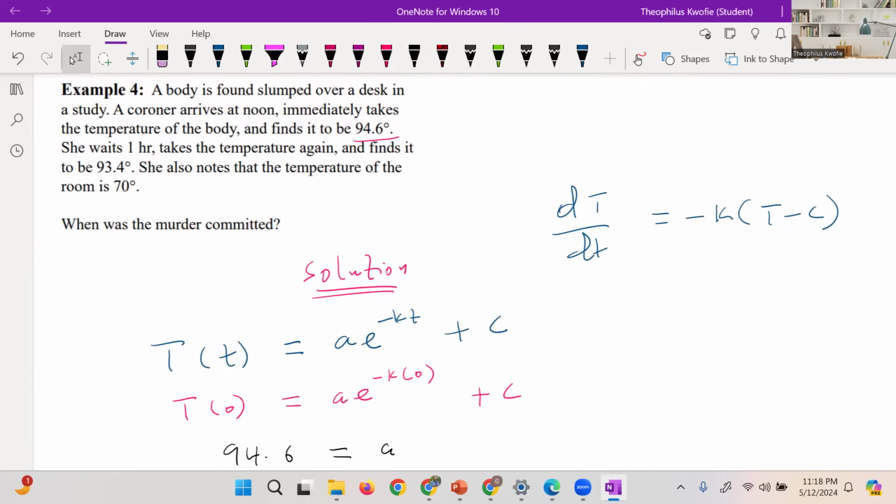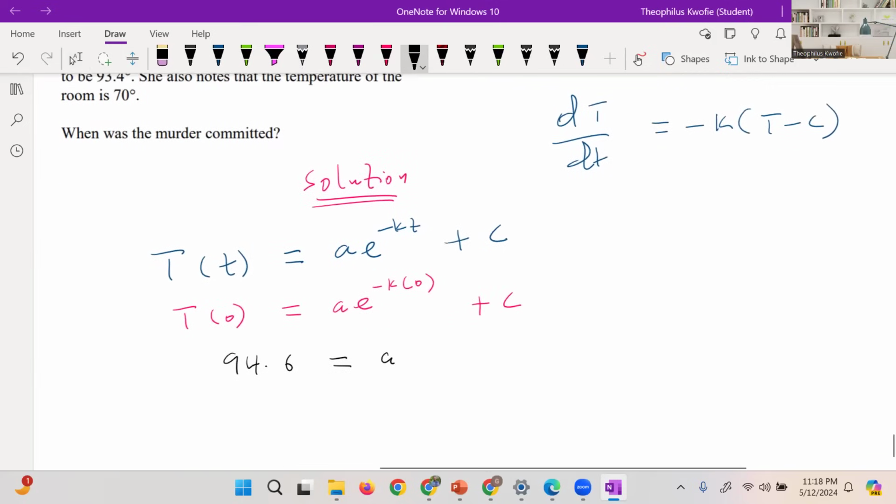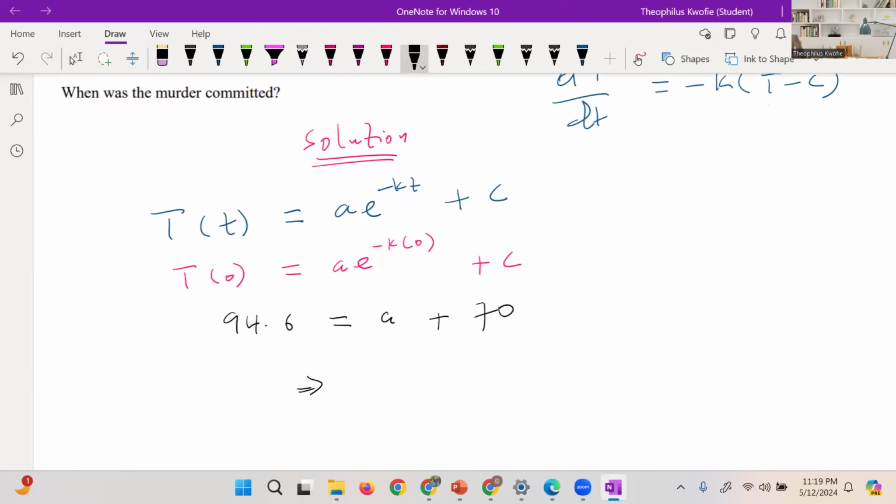Now, when you go further to read, it says that she waits 1 hour, takes the temperature again, and finds it to be 93.4 degrees. She also notes that the temperature of the room is 70 degrees. So the temperature of the room becomes our C. That was what I explained earlier on. So that's our C, which is what? 70. Is that okay? So in which case my A should be equal to what? Which would be 24.6.